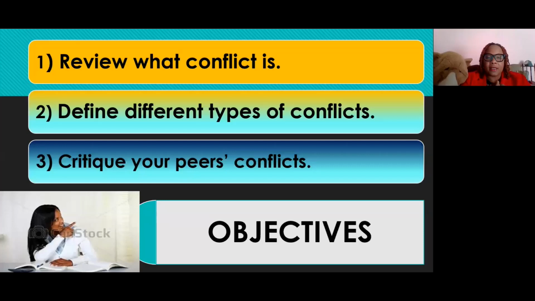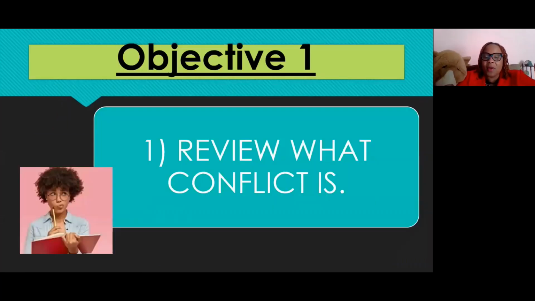We're going to be looking at what a conflict is, we're going to define different types of conflicts, and then we're going to critique. That means look at your peers' conflicts. So you're going to be looking at your own writing today. Last class, you wrote for Miss Brown, and I actually chose some of those pieces for us to discuss in this lesson. So isn't that exciting? So we're going to, number 1, review what is conflict.